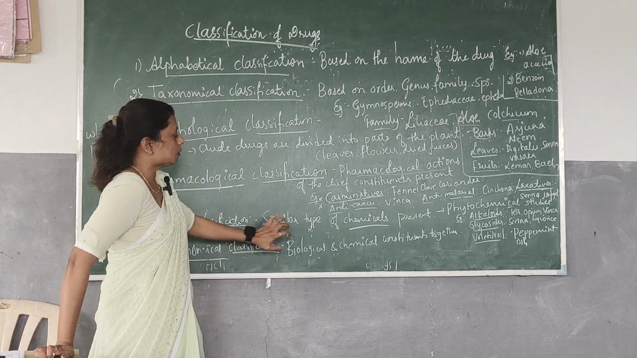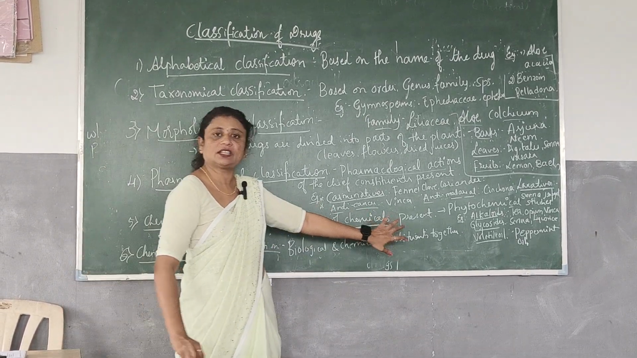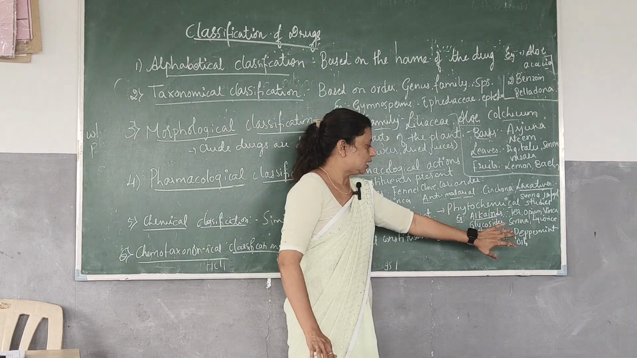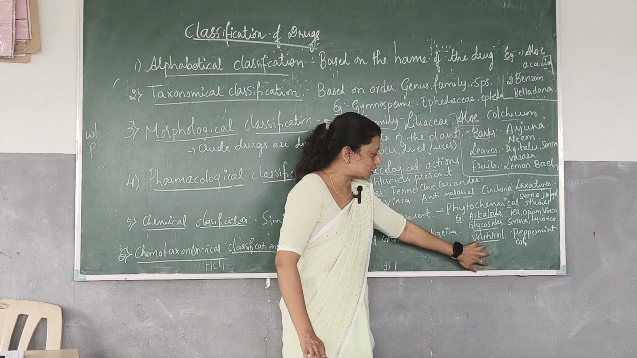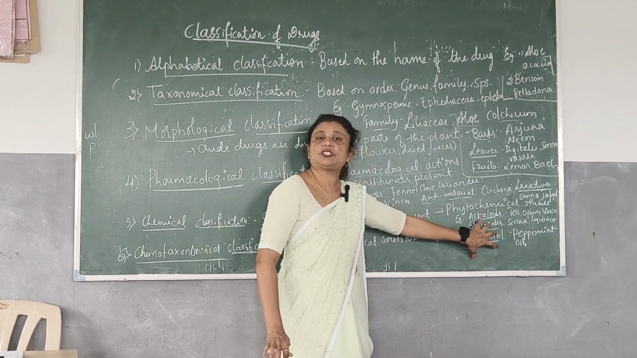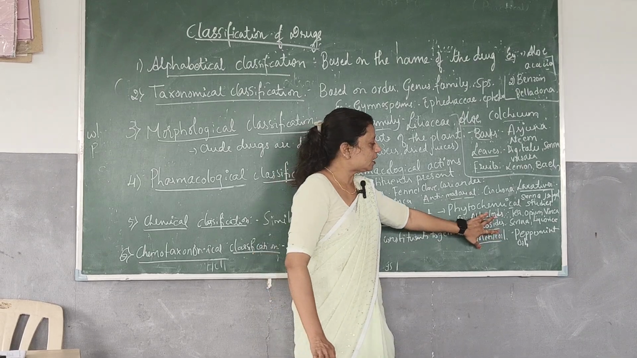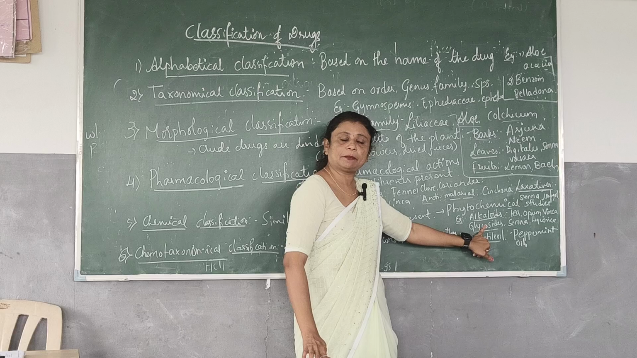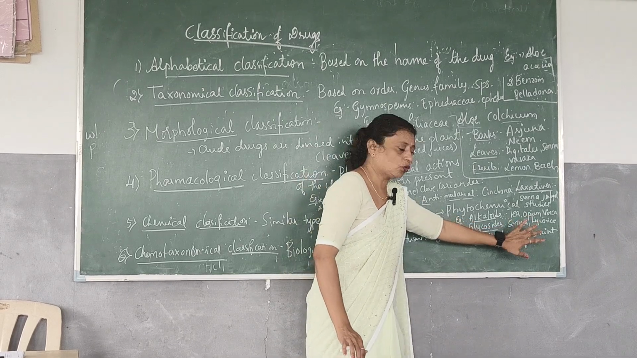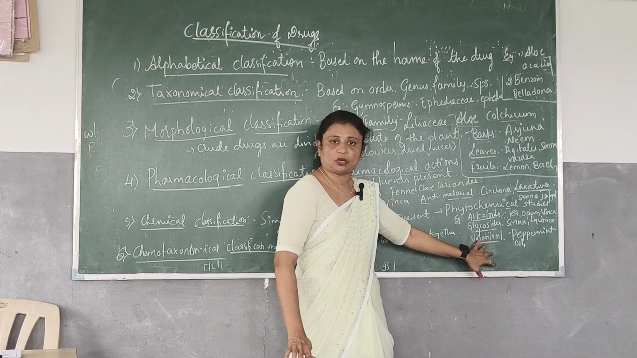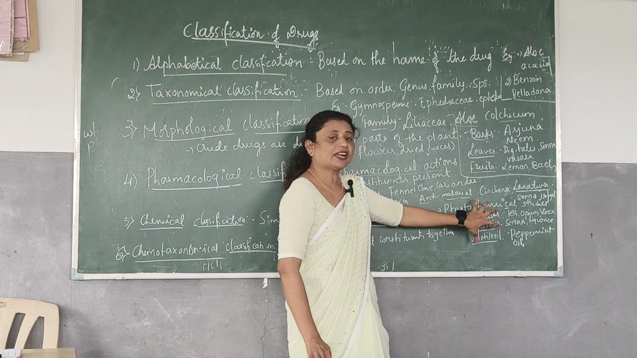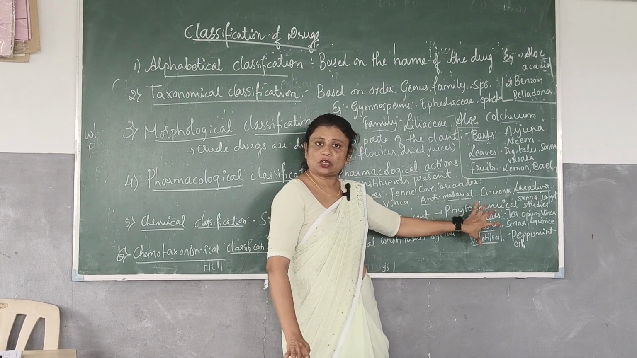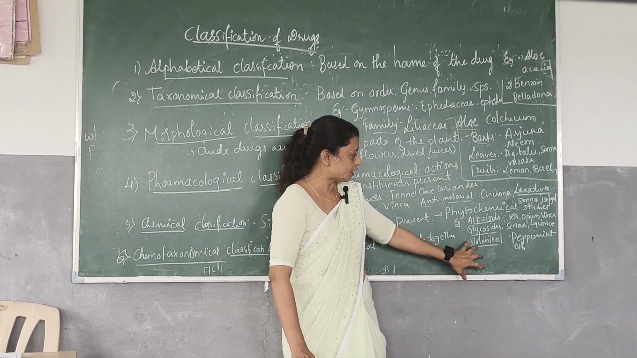So here also in chemical classification, the active constituents are the alkaloids, glycosides and volatile oils. They are the active constituents which are present in the crude drug. Alkaloids, the examples are tea, opium and vinca. Glycosides, the examples are senna and licorice. Volatile oils, peppermint oil. All these drugs contain the active constituents like alkaloids, glycosides and volatile oils.